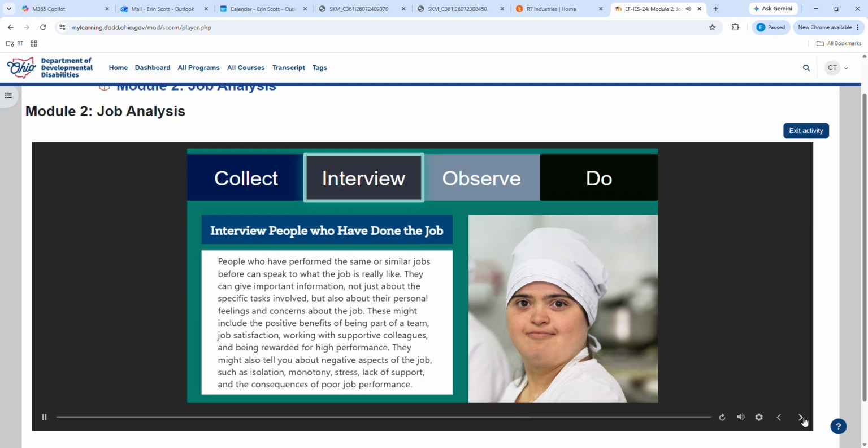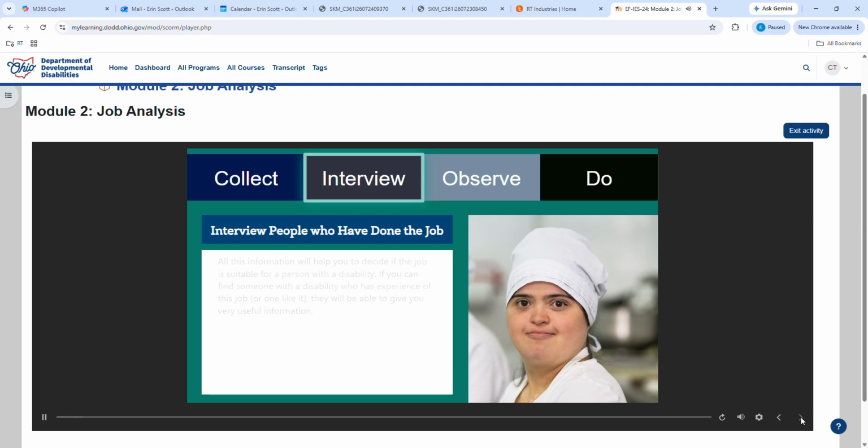They might also tell you about negative aspects of the job, such as isolation, monotony, stress, lack of support, and the consequences of poor job performance. All this information will help you to decide if the job is suitable for a person with a disability. If you can find someone with a disability who has experience of this job, or one like it, they will be able to give you very useful information.